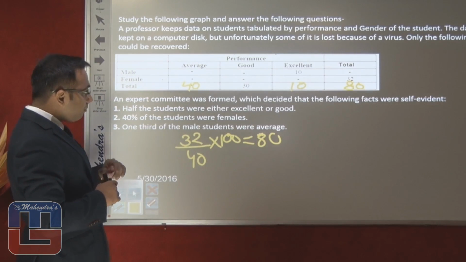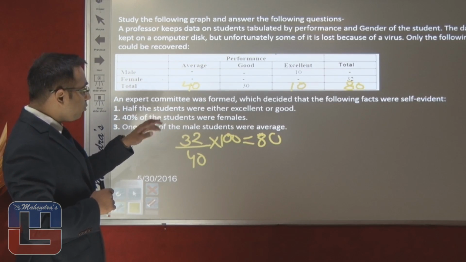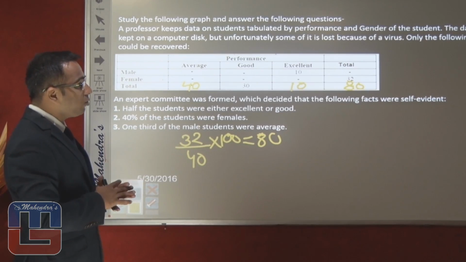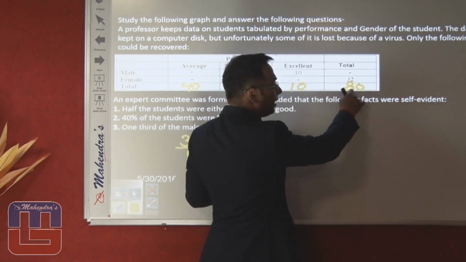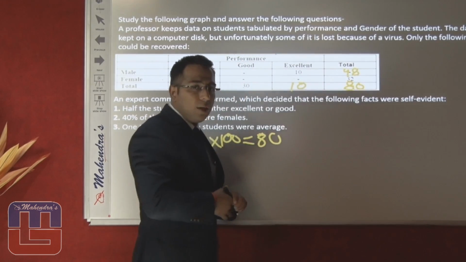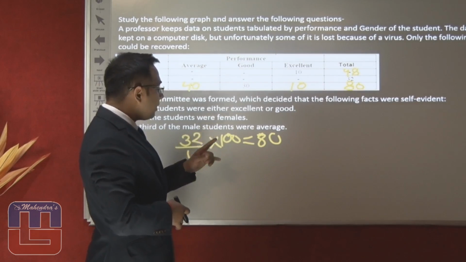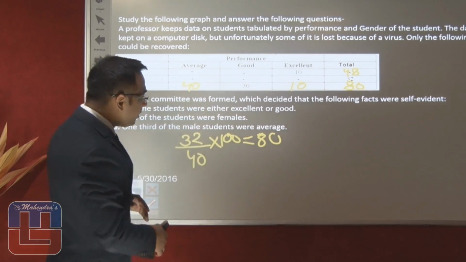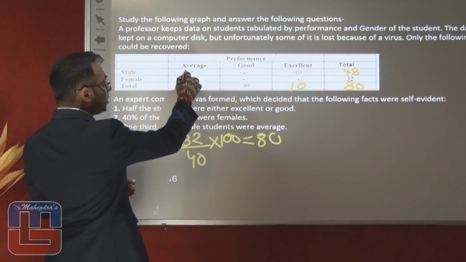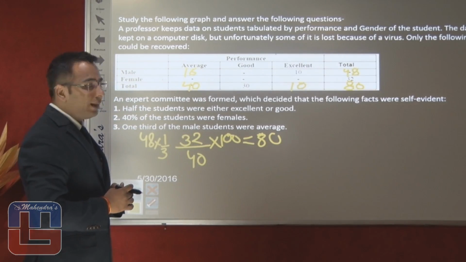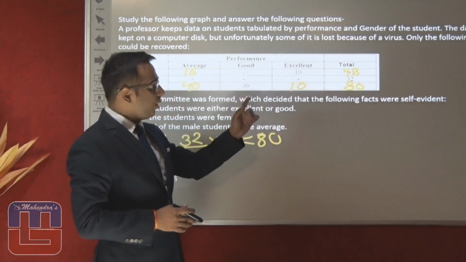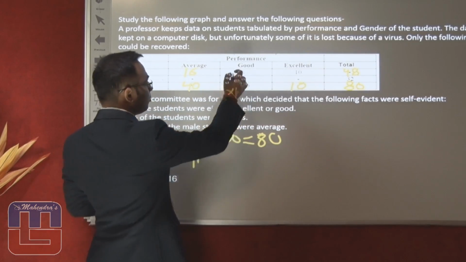Next thing is 1/3 of the male students were average. One more thing, 80 minus 32 gives us 48. That is the total number of males we have. 1/3 of that are average students. 48 times 1/3 is 16. So average males we get is 16. So the good students will be 16 plus 10, 26. 48 minus 26, that is 22.